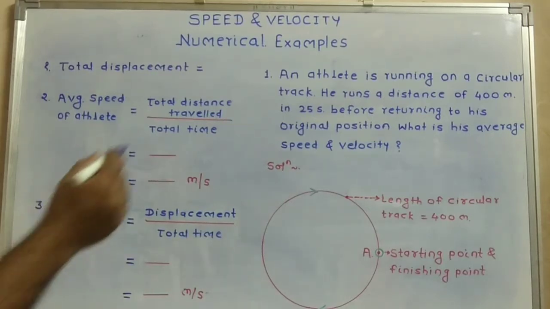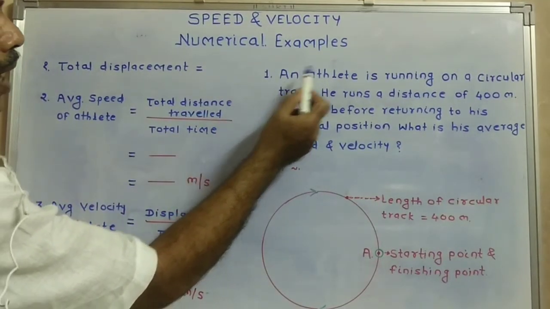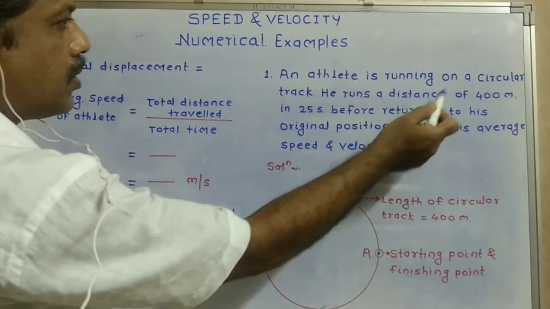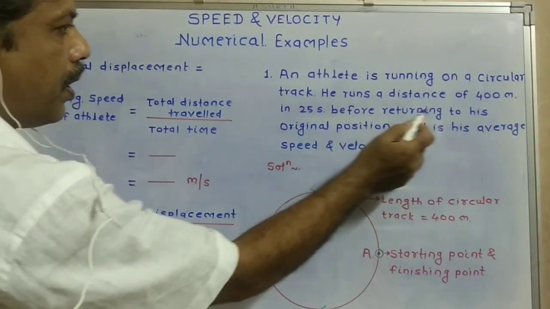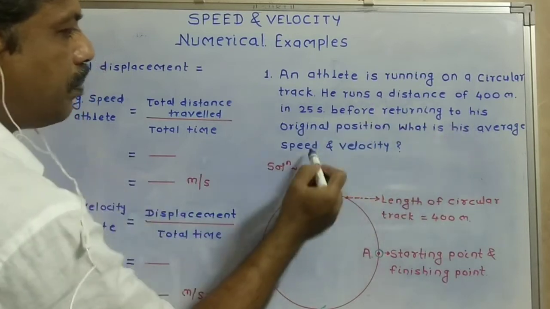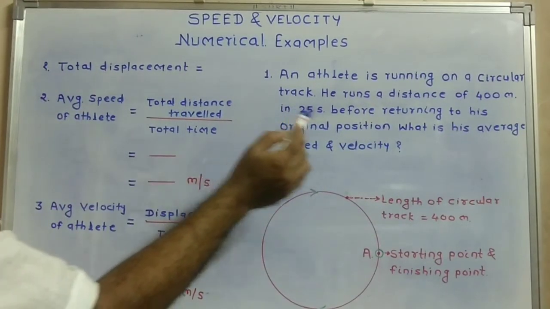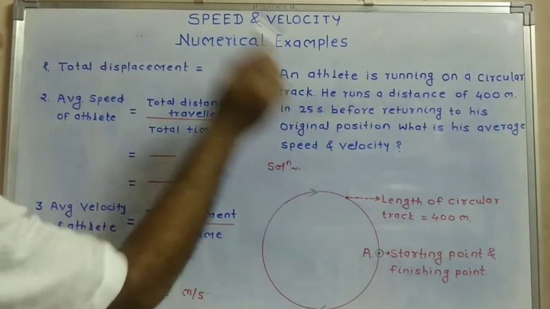Here I have written one example from your textbook. Which is that example? An athlete is running on a circular track. He runs a distance of 400 meters in 25 seconds before returning to his original position. What is his average speed and velocity? In this example, you have to calculate the average speed and velocity of an athlete.